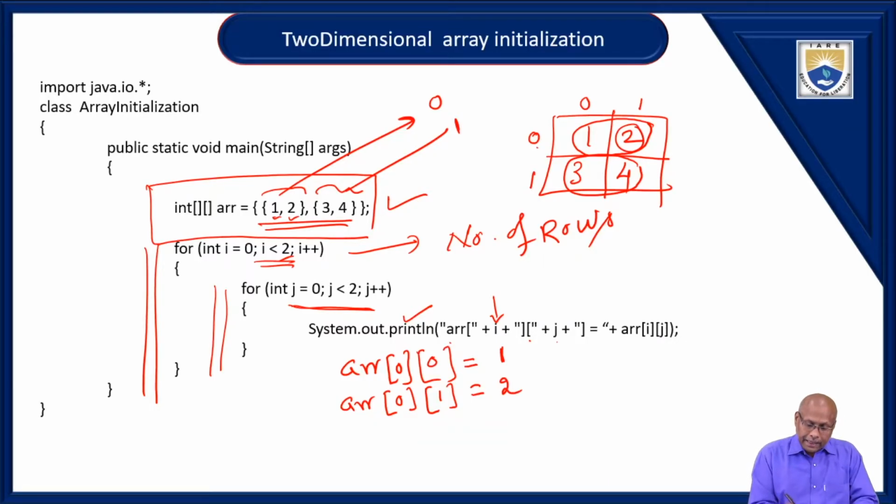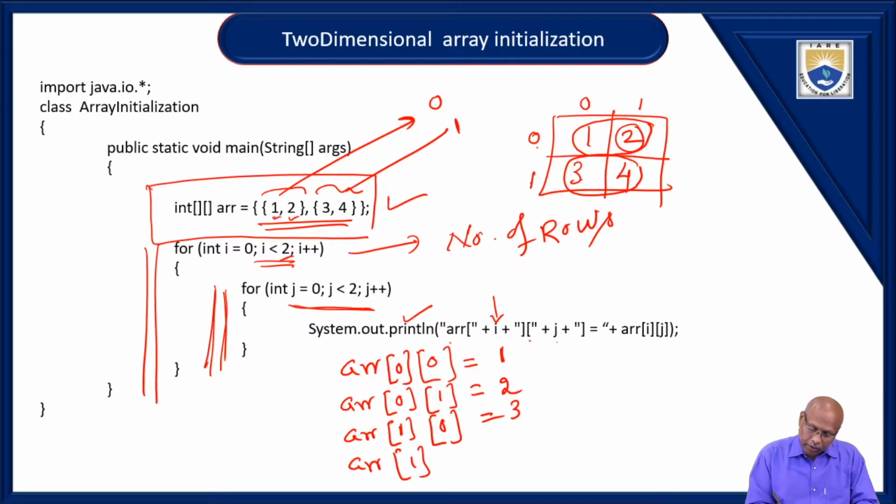So like this, it goes to the second row. ARR of, because after finishing the first row, again go to the second row. So 1th row. ARR of 1, again J value starts from 0. 0th column equal to 1th row, 0th column equal to 3. So 3 will be printed. Now again ARR of 1th row, again 1th column equal to how much?